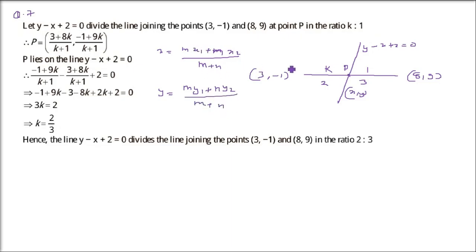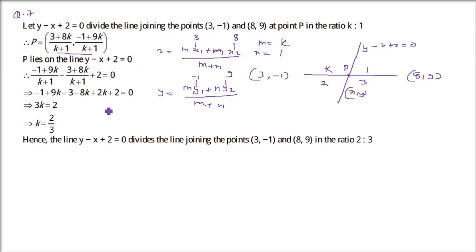So here, in place of m you are going to place k. In place of n, you are going to put 1. k:1 we have already assumed it to be. x1 you are going to put 3. y1 you are going to put minus 1. x2 8 and y2 9. Now just put the value, x and y will come.